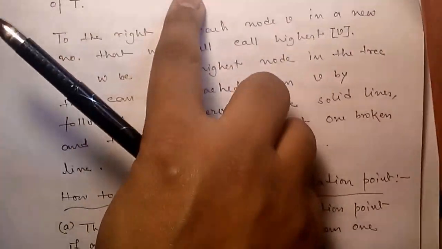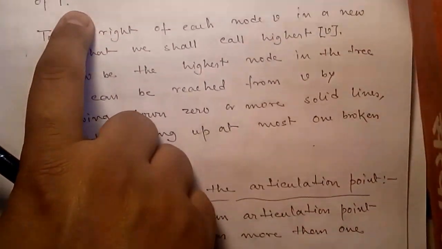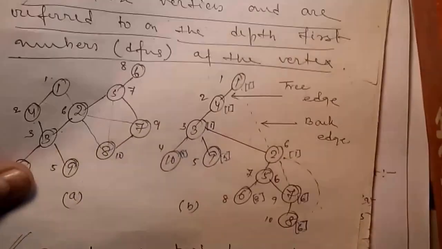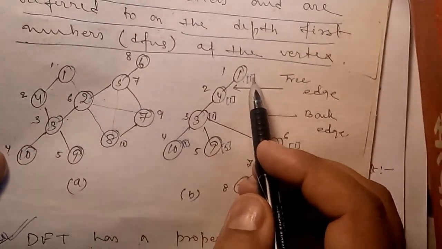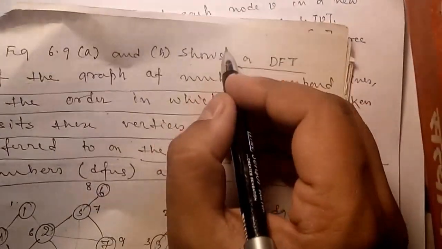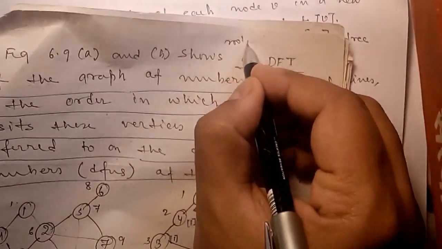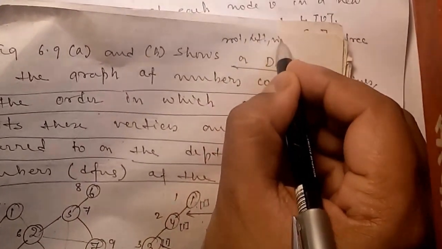The number assigned by a pre-order traversal of T. Okay, so pre-order traversal means, if it is a tree starting from 1, what does pre-order mean? Root, left, right. So pre-order traversing means root, left, and then right.